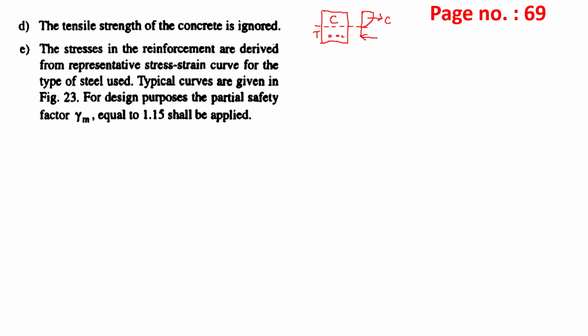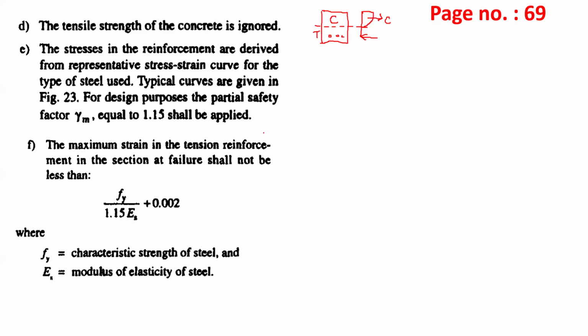Then the stresses in the reinforcement are derived from the representative stress-strain curve for the type of steel. Typical curves are given, which we will see in the next slide. Now the maximum strain in the tension reinforcement in the section at failure shall not be less than fy upon 1.15 Es plus 0.002.